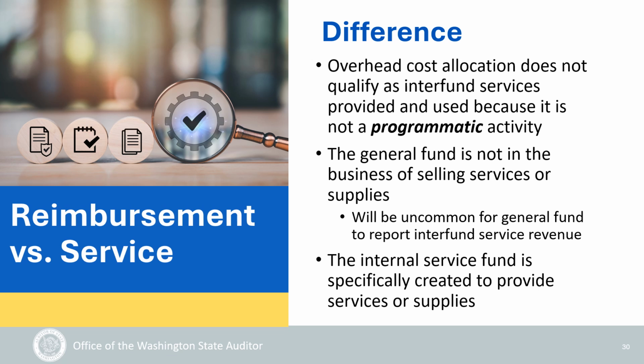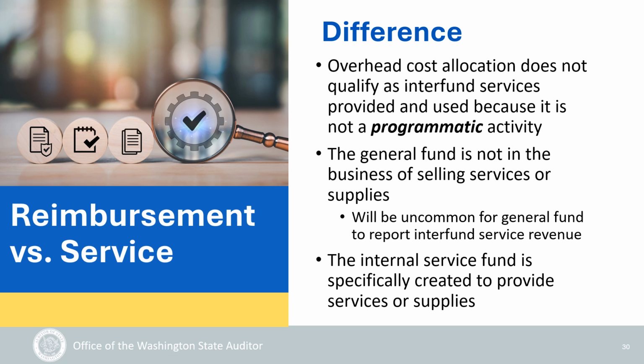You might be asking why these two scenarios are different. Why does the Internal Service Fund get to report a revenue when the general fund does not? The answer is that cost allocation does not qualify as interfund services. It is not a programmatic activity. It's just moving the expenses from the original fund to the responsible fund. The general fund is not in the business of selling services or supplies. It is uncommon for the general fund to report a revenue when interacting with other funds.